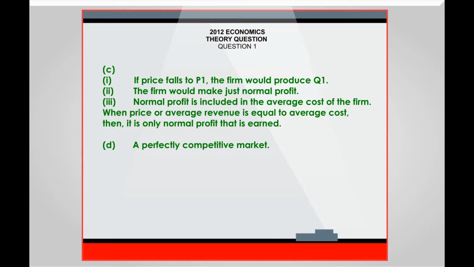C. I. If price falls to P1, the firm would produce Q1. II. The firm would make just normal profit. III. Normal profit is included in the average cost of the firm. When price or average revenue is equal to average cost, then it is only normal profit that is earned. D. A perfectly competitive market.